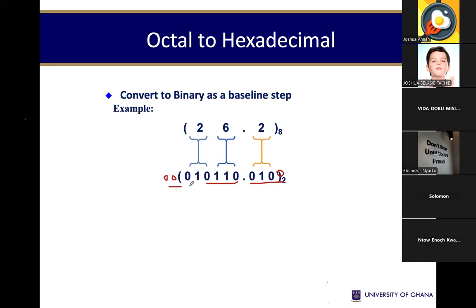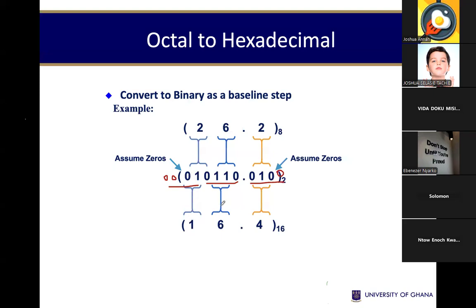And at the end, I can easily get my hexadecimal equivalent also, right? So what do we have? I assume the zeros I put them there. Then I can have my 4 for 0, 1, 0, 0. Then I can also have my 6 for 0, 1, 1, 0. Then lastly, I can have my 1 for 0, 0, 0, 1.